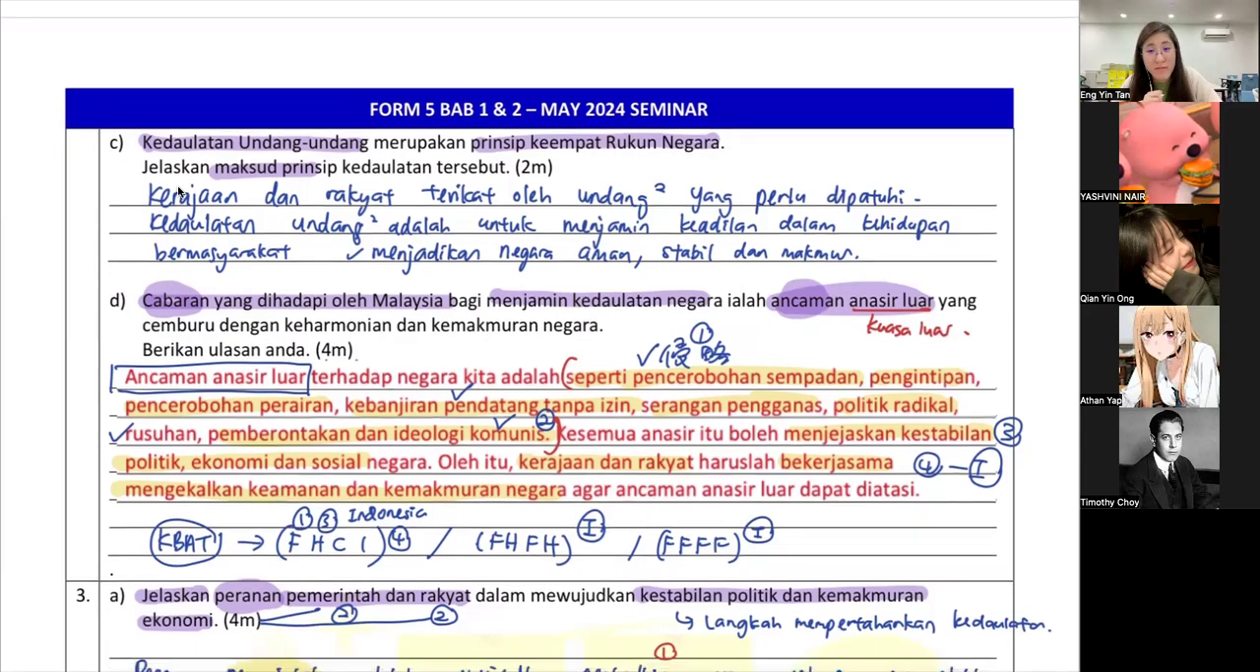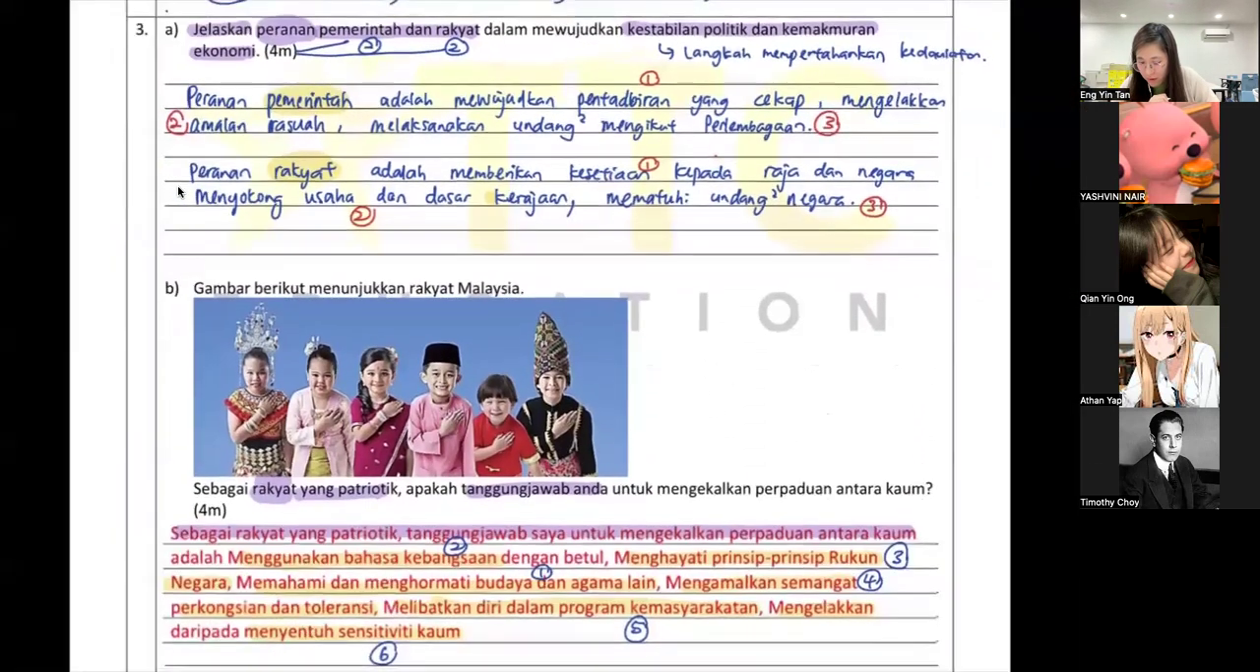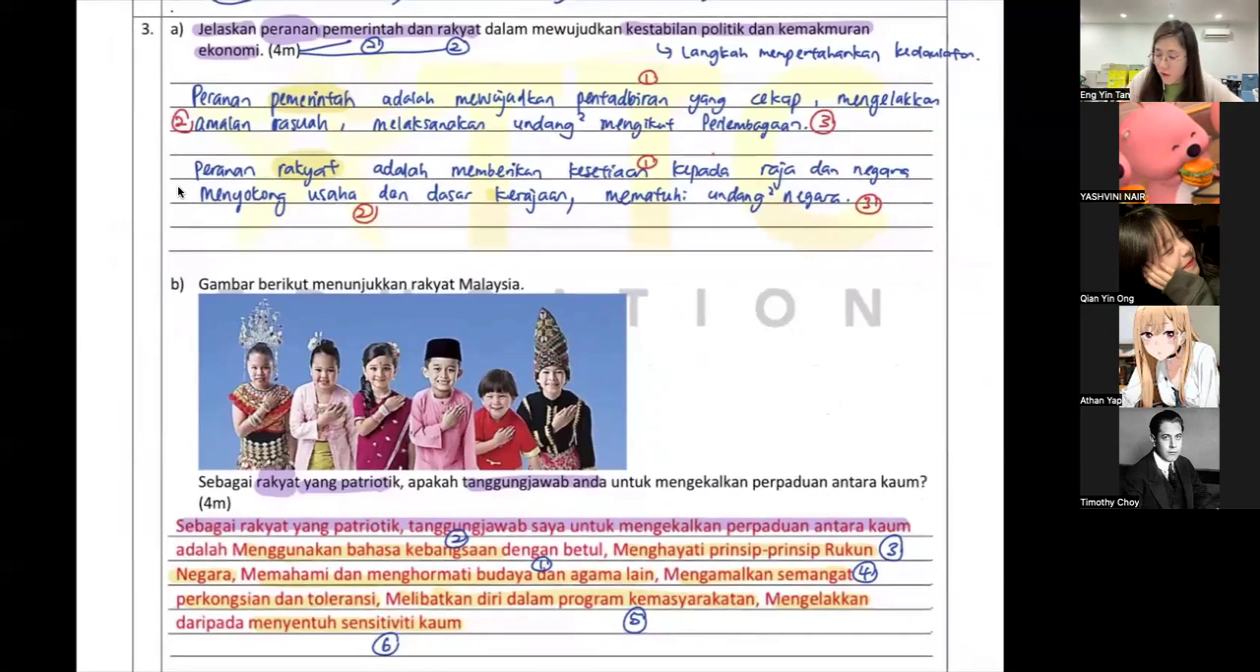Okay. If everybody good, I move on lah. So this is your question number 3 over here. Question number 3 is all related to langkah-langkah mempertahankan kedaulatan. Because look at the points they're asking. They're asking you as a leader, peranan, jelaskan peranan pemerintah dan rakyat mewujudkan kestabilan politik dan kemakmuran ekonomi. As a leader, as a citizen, what do you need to do? What is your role in terms of maintaining the stability of the politik, kemakmuran ekonomi? 4 marks there. So everybody, you see here, peranan pemerintah, peranan rakyat.